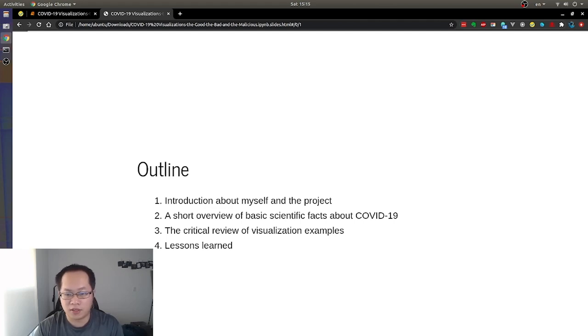Then we go to the outline of this project, specifically how we are going to analyze the qualities of the visualization. We'll do a short overview of basic scientific facts about COVID-19, because we're going to talk about the quality. We have to talk about whether it is scientific or not first. Then I will give you a criteria for how the review will be done. We will take several examples from media and also from the scientific community and some popular visualizations on the internet. Then we will summarize what we learned from this project.